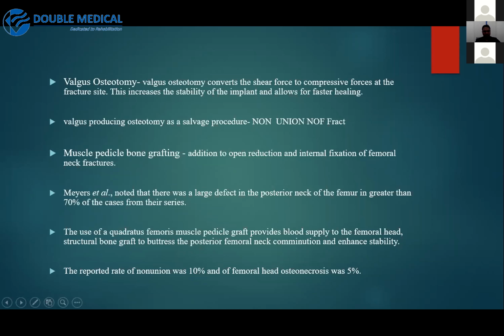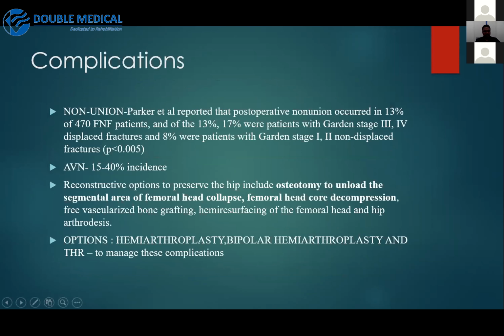So what are the complications? We talk about non-union and AVN. So when you have non-union, Parker reported post-op non-union occurred in 13 out of 470 patients, and out of the 13%, 17% were Garden stage 3, 4 displaced fractures, and 8% were Garden stage 1, 2. And this was statistically significant. The AVN incidence was 15 to 40%, that's very high.